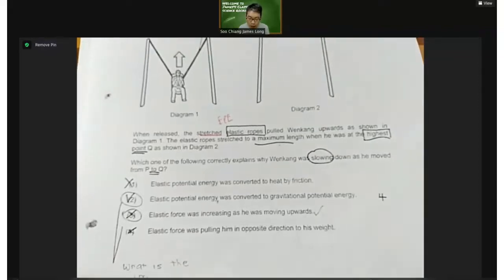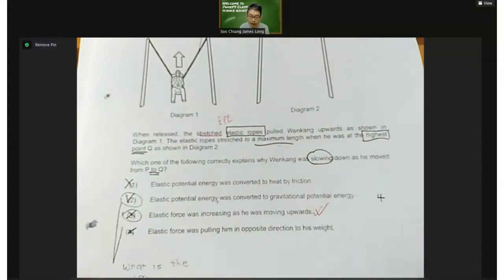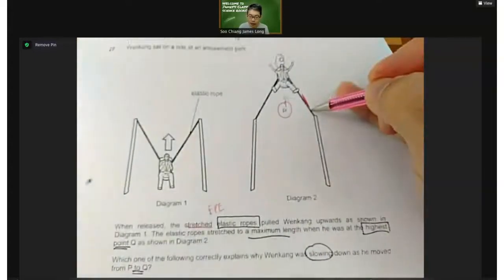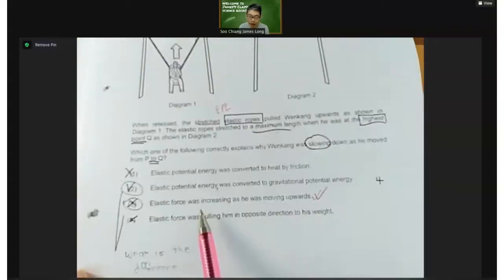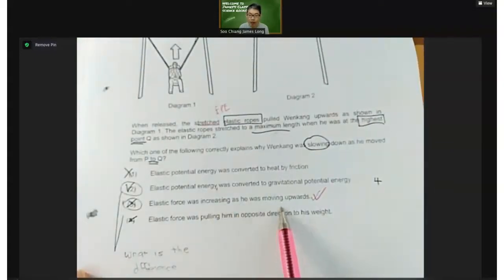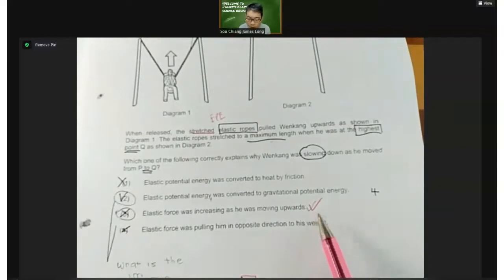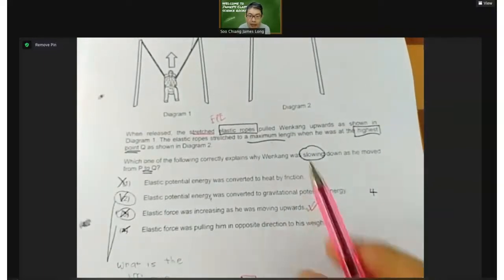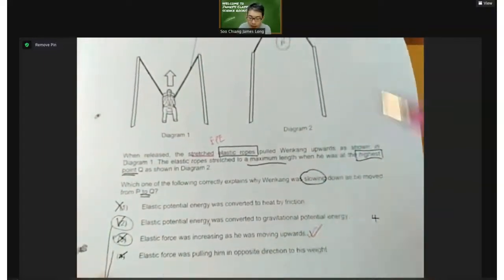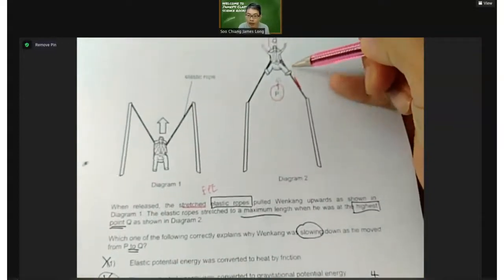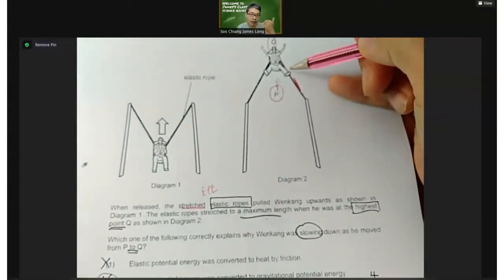So here for me, I would be using answer 3 as my answer. Elastic force, which is in the stretched rubber band, as it stretches, was increasing as he was moving upwards. I'll choose this as the answer. I think this best explains it, because as it's moving upwards, what slows him down? There are a few things that can slow him down.